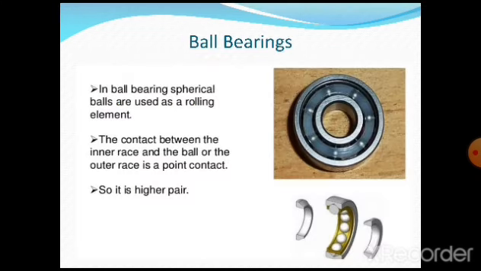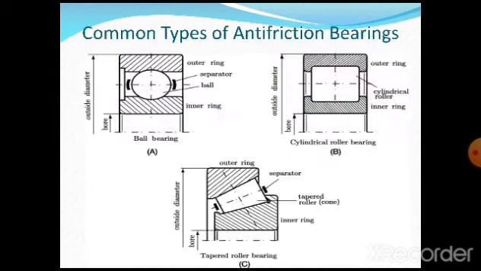Now, as you can see very clearly, a simple sketch with some sections is shown for ball bearings. In ball bearings, spherical balls are used as rolling elements. Those balls are allowed to roll within the races, inner and outer race. The contact between the inner race and the ball, or the outer race, is a point contact. Yes, there is a point contact with these two races. So it is a higher pair, which you already studied in the subject of mechanics of machines.